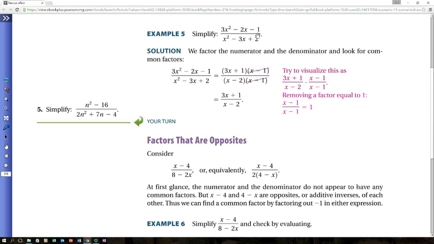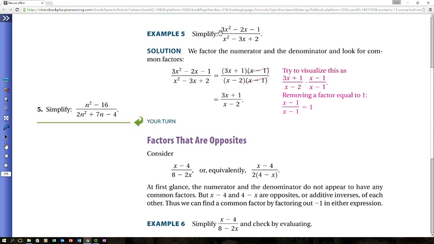For example 5. And this is probably a little harder when you have a coefficient in front of your first term. And we still go through the strategy, so I'm going to look just at the numerator now. 3x squared minus 2x minus 1. I look for common factors. Well, this is 1. The only common factor with 1 is 1, so I'm done. There aren't any common factors here.